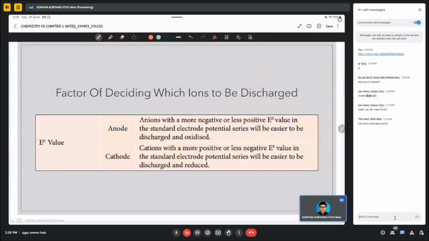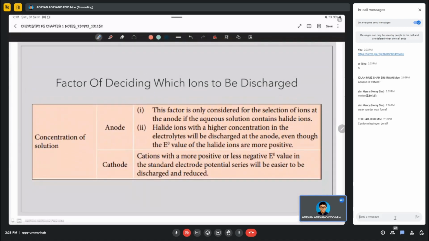So, factors of deciding which ions to be discharged. This is the E0 value, no problem. At the anode, the more negative, the more it likes oxidation. At the cathode it is the reverse: the more positive, the more it likes reduction. So this one is no problem. The problem is with the concentration.